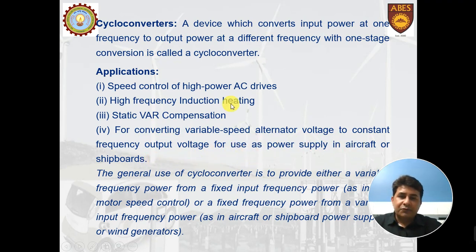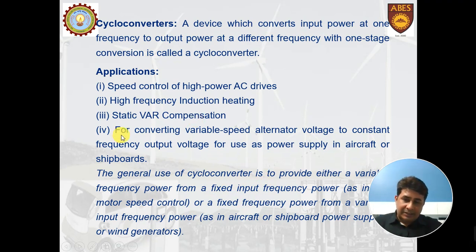Now here, if you look at these various applications, you will find that in the first application, where we need speed control of high power AC drives, in AC drives generally the power is fed at a constant frequency. However, the drive requires the variable frequency. For that case, the input frequency is fixed. However, the converter is varying. The purpose of using the converter is to vary the frequency.